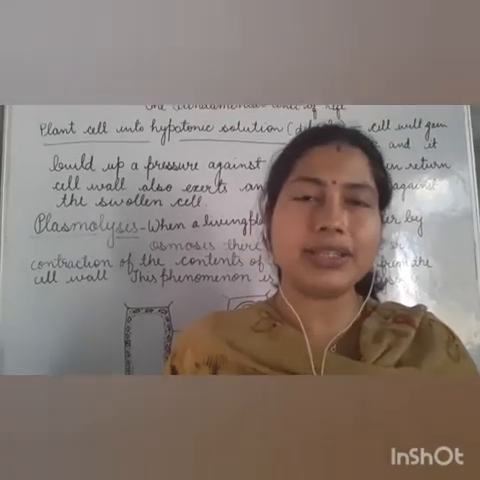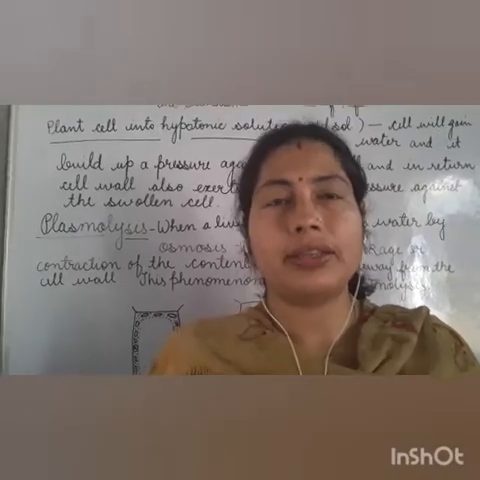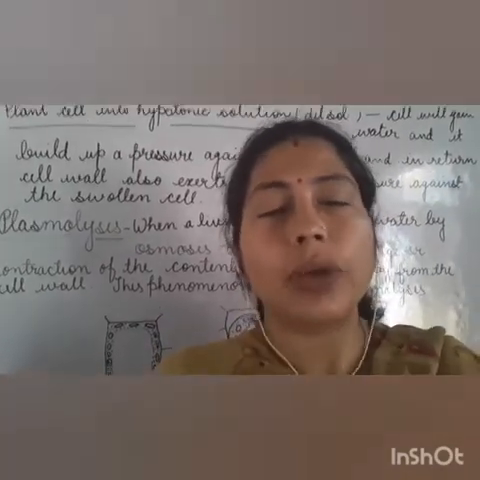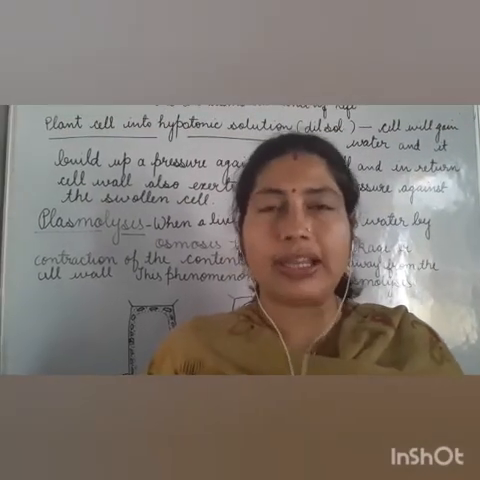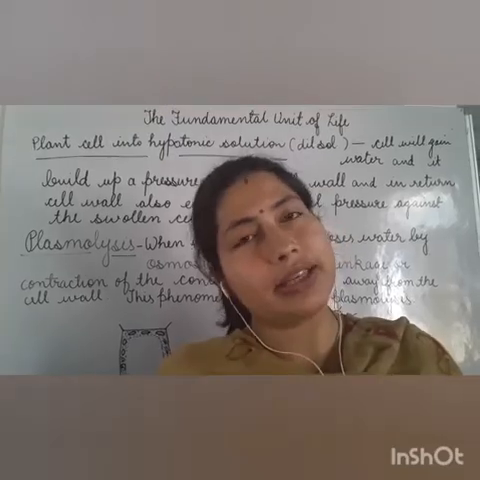While in the case of an animal cell, if we keep an RBC in a dilute solution, it bursts because it does not have a cell wall. So a plant cell does not burst, and an animal cell bursts.